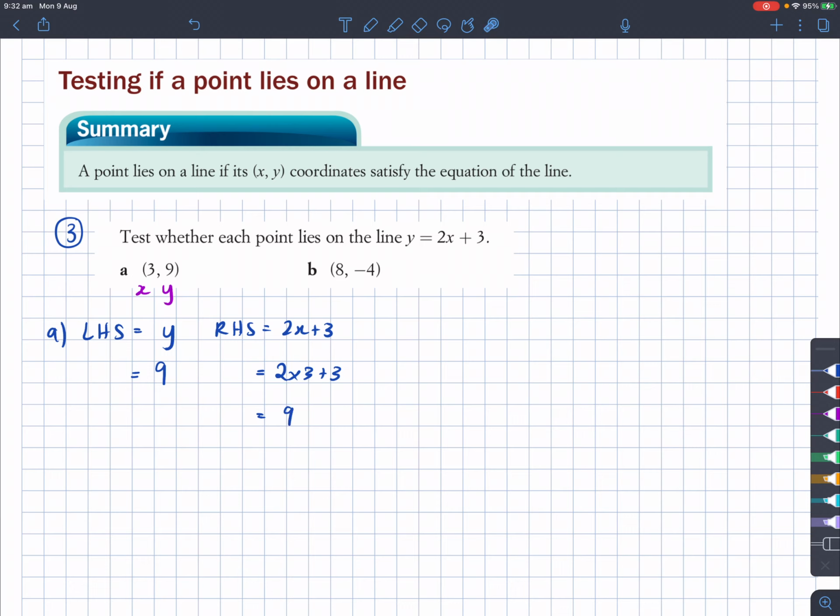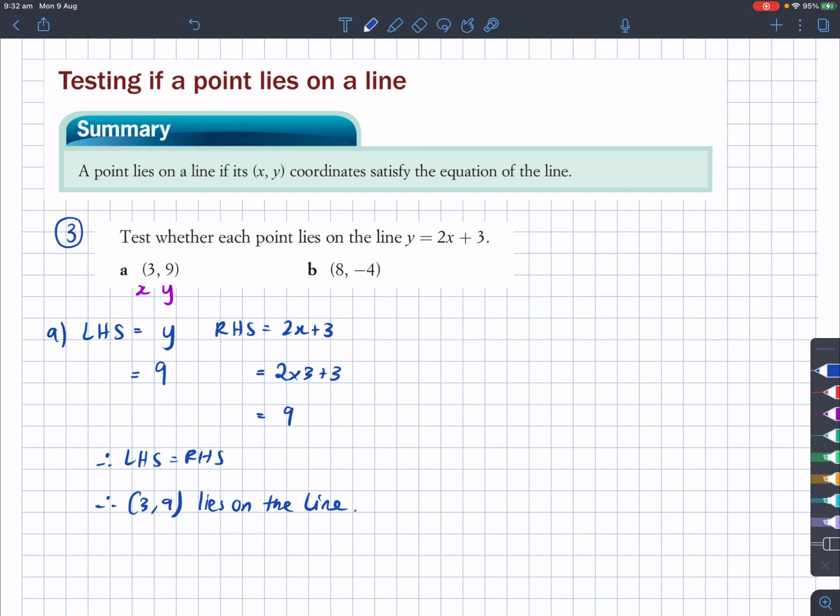So what do we actually see? The left-hand side value is equal to the right-hand side value. So that means that the coordinate will satisfy the equation, so it lands on the line. So we say left-hand side equals right-hand side. So we can say 3, 9, that point lies on the line.